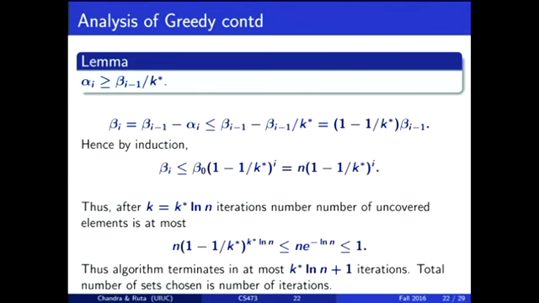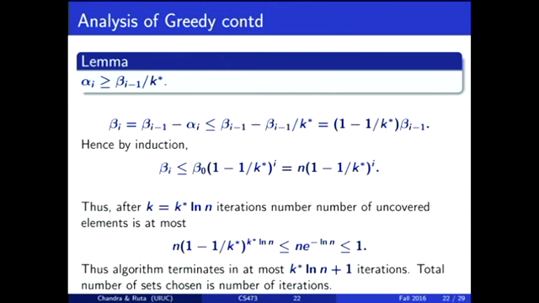So what is beta I? Beta I is the number of elements that are left at the end of iteration I. Well, what is that? It is beta I minus 1 minus alpha I. That is the number of elements which are left after I minus 1 iterations minus however many we covered in the ith iteration. So this is an equality, right? Beta I is beta I minus 1 minus alpha I, because this is the number left after I minus 1 iterations, and this is how many we covered in I.